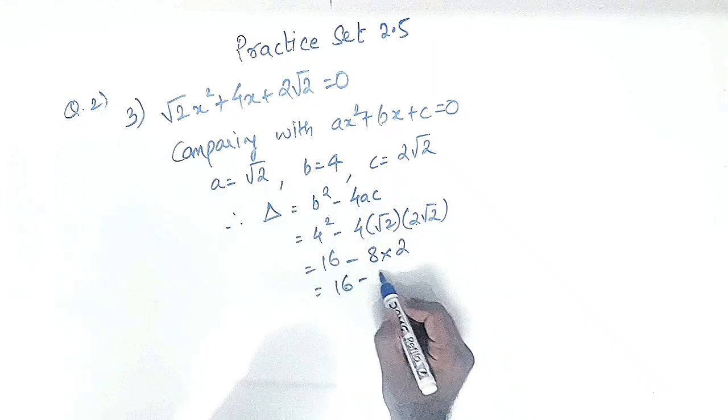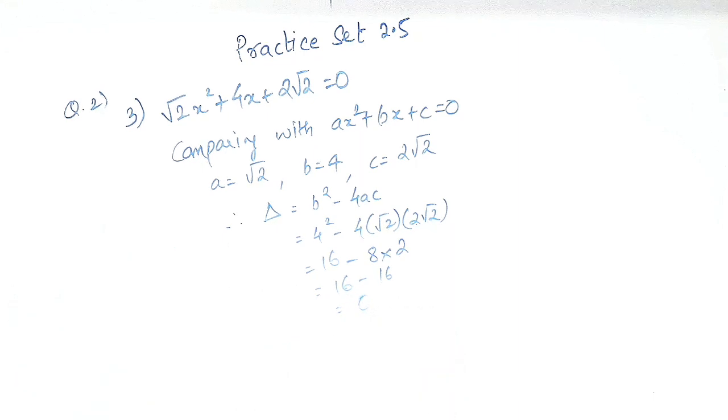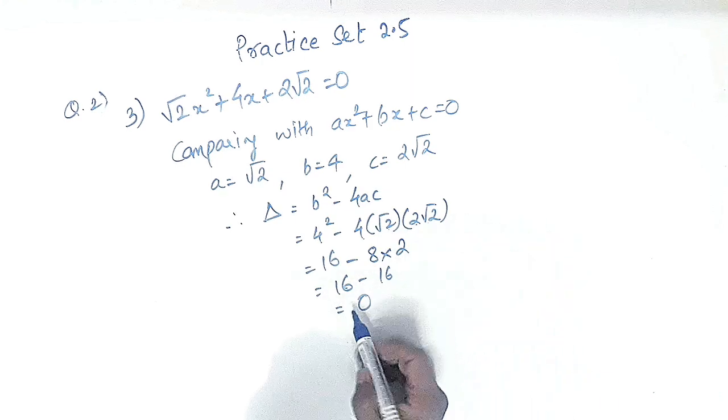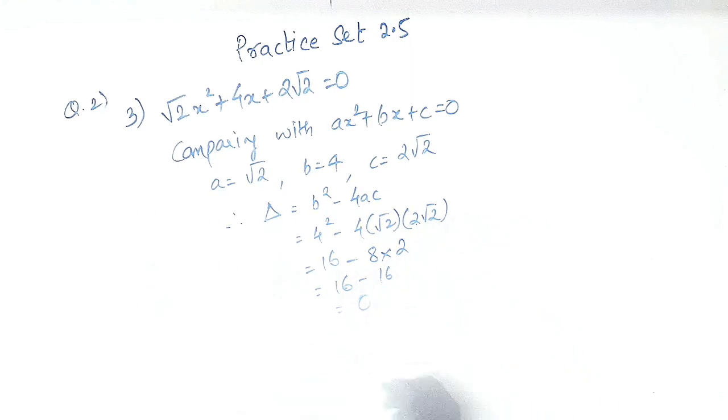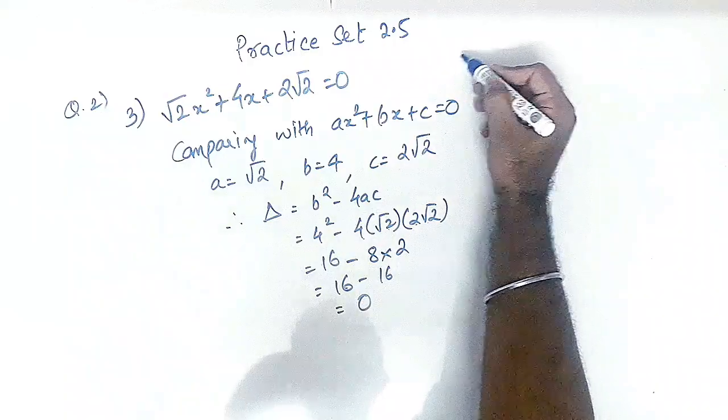So again first I'll multiply, 8 2s is 16. So here we are getting the discriminant as 0. First one I got positive, second one I got negative, third one I got 0. So let us do now where we are asked to find the nature of the roots. Just one step extra.